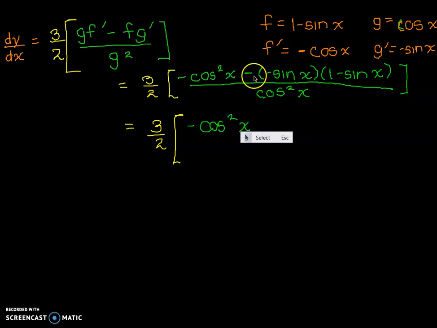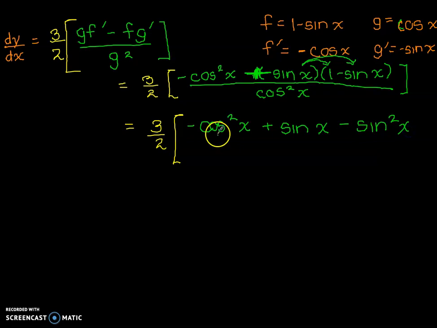First of all, I have a minus and a negative. So I'm going to note that this is just positive altogether. Probably not the best plus sign, but there it is. And then I'm going to distribute that positive sign to what's in the parentheses. And that would give me plus sine of x minus sine squared of x, all over cosine squared.